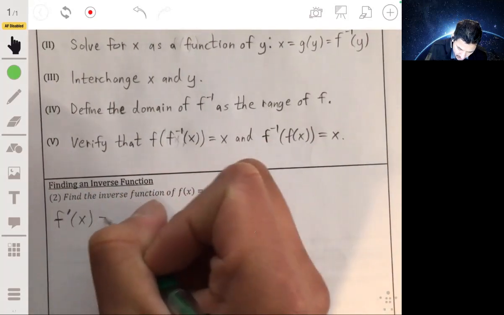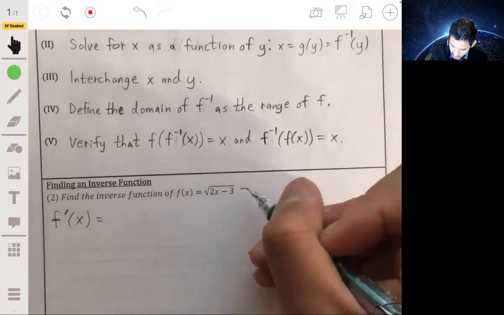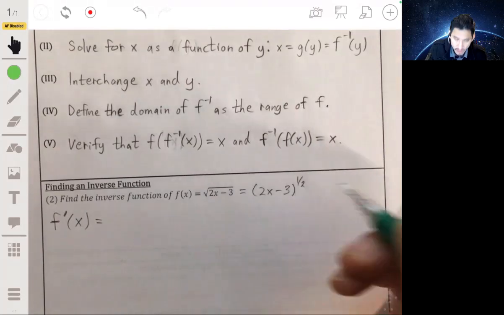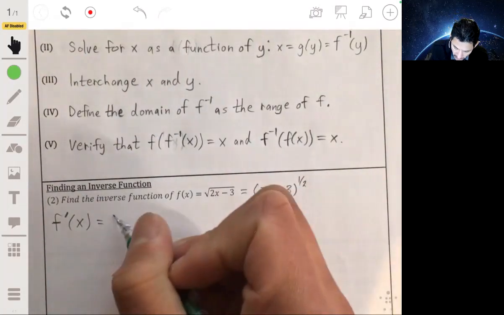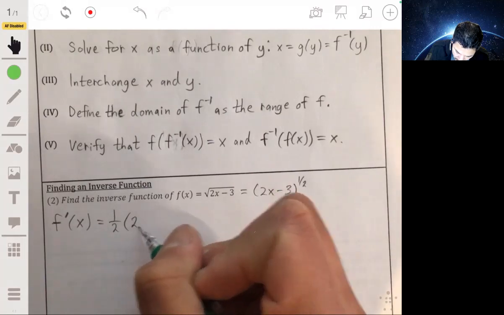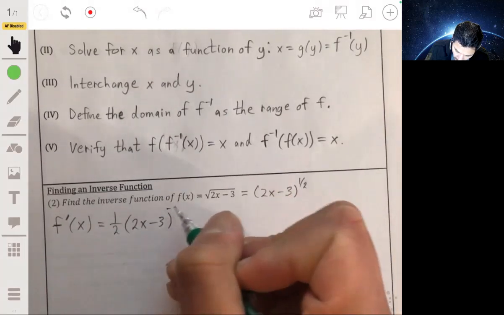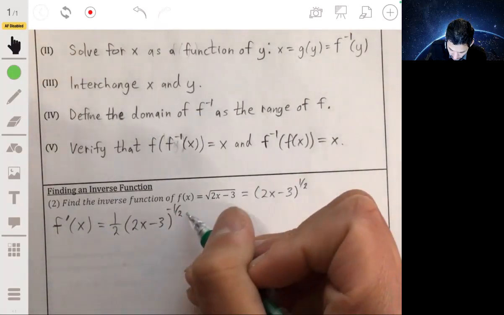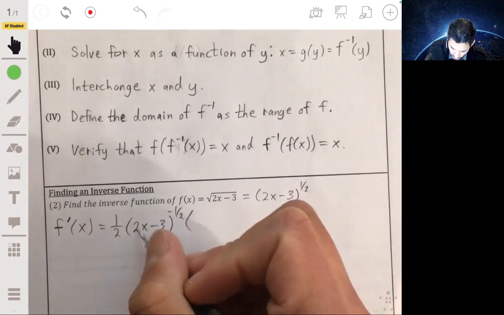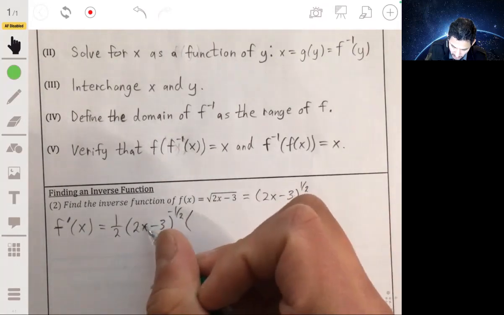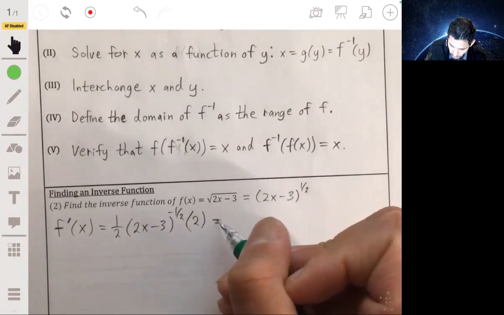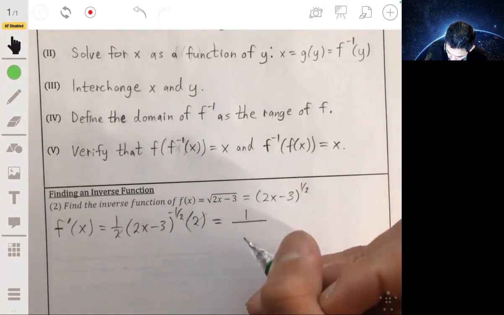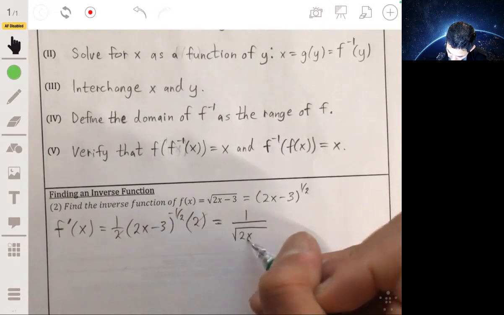So f of x, or f prime of x, remember this is the same thing as 2x minus 3 to the 1/2 power. So f prime of x will equal 1/2 times 2x minus 3 to the negative 1/2 power, times the derivative of the inside, which is just the derivative of 2x minus 3, or times 2. These 2's cancel, and this becomes 1 over the square root of 2x minus 3.